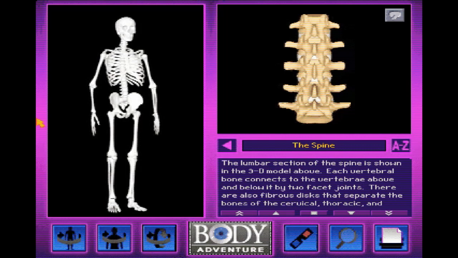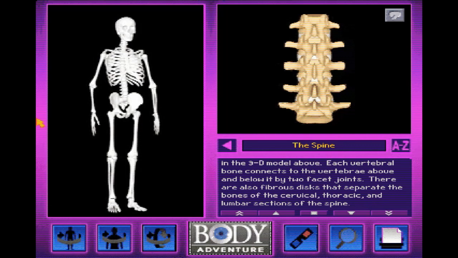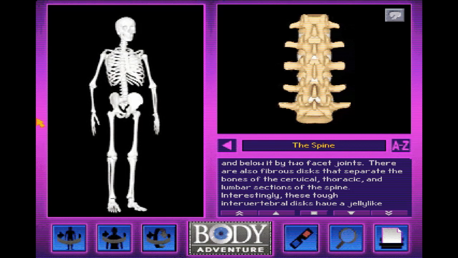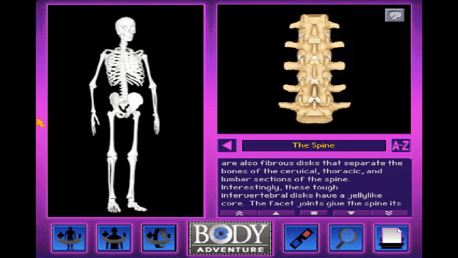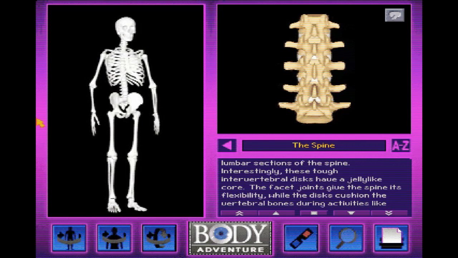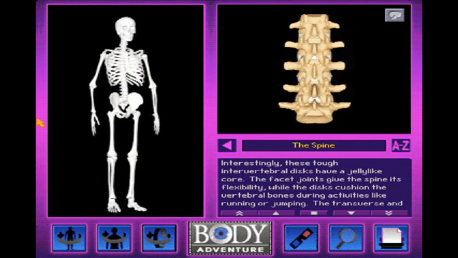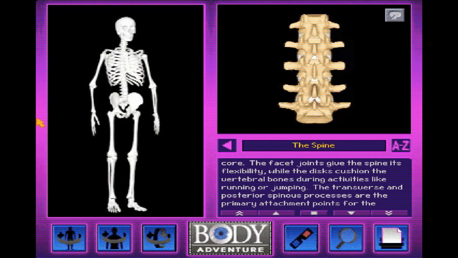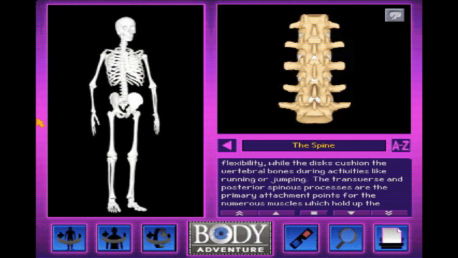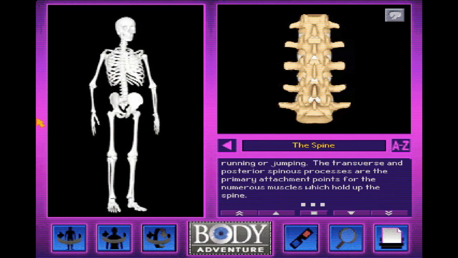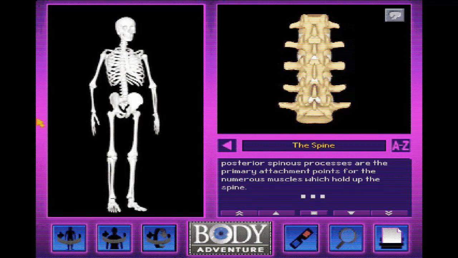Each vertebral bone connects to the vertebrae above and below it by 2 facet joints. There are also fibrous discs that separate the bones of the cervical, thoracic, and lumbar sections of the spine. Interestingly, these tough intervertebral discs have a jelly-like core. The facet joints give the spine its flexibility, while the discs cushion the vertebral bones during activities like running or jumping. The transverse and posterior spinous processes are the primary attachment points for the numerous muscles which hold up the spine.